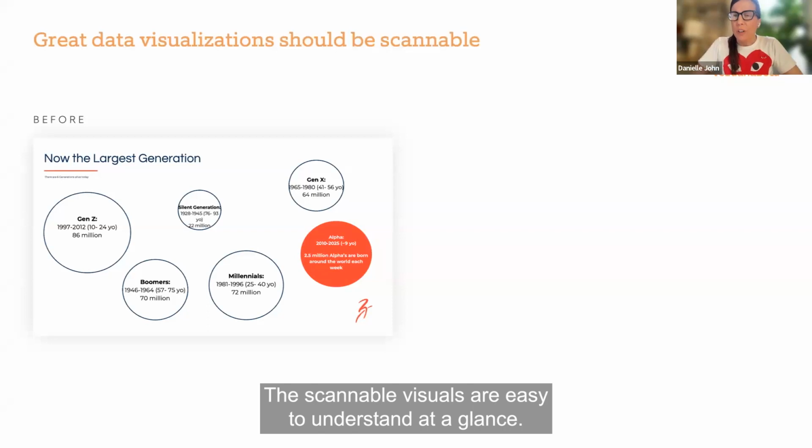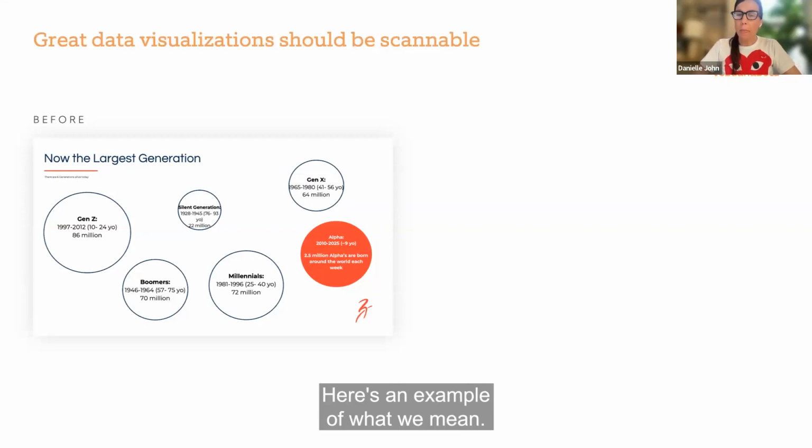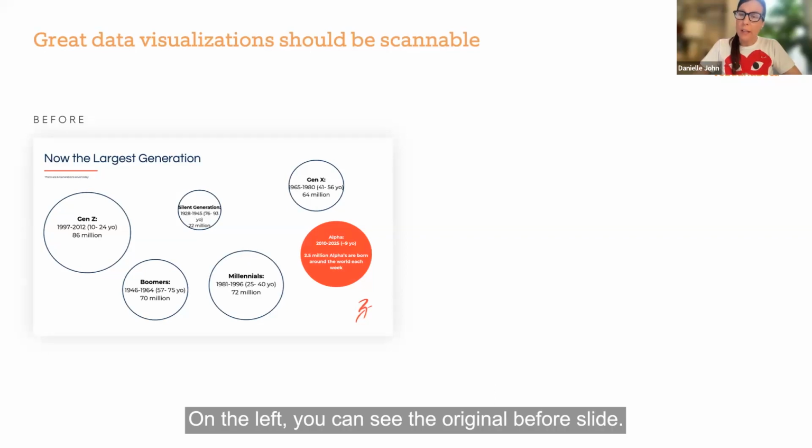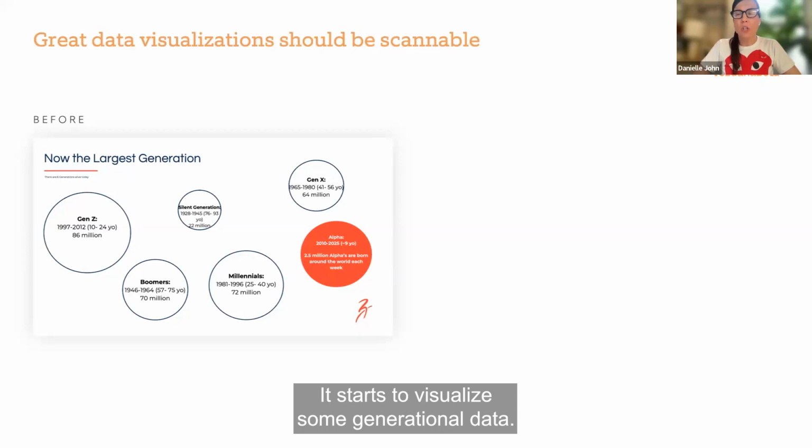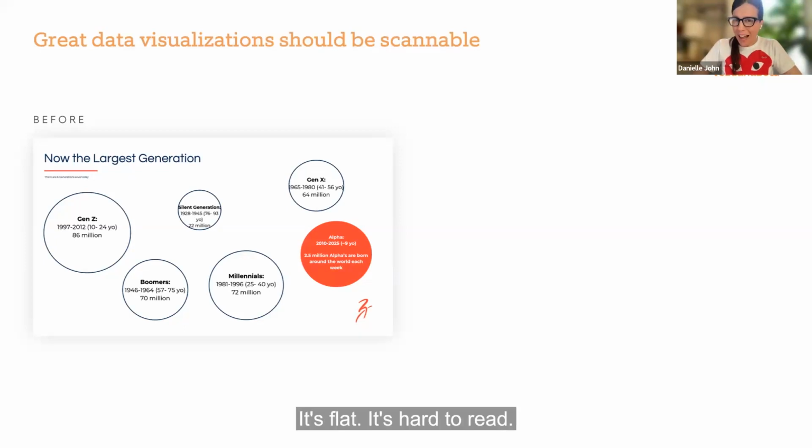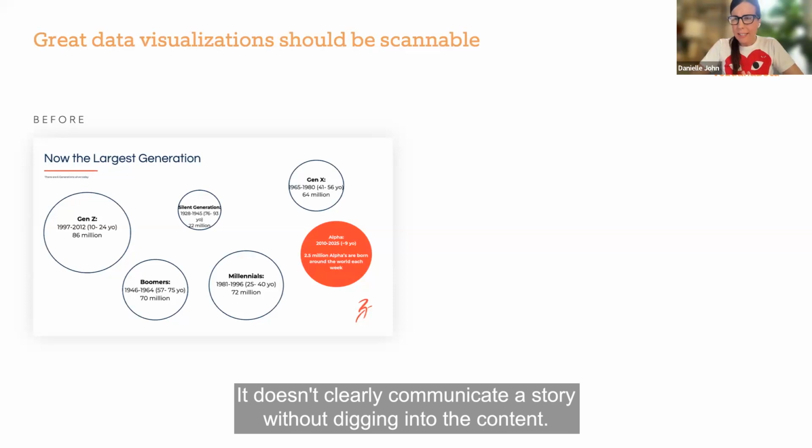So scannable visuals are easy to understand at a glance. And here's an example of what we mean. On the left, you can see the original before slide that starts to visualize some generational data. It's flat, it's hard to read, it doesn't clearly communicate a story without digging into the content.